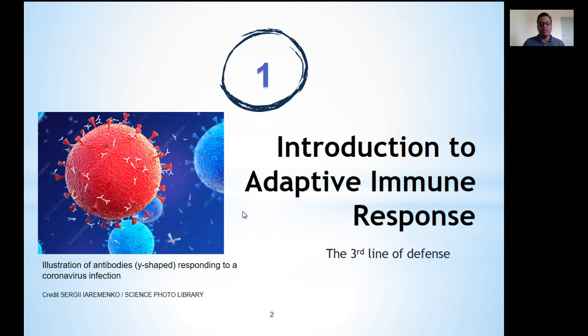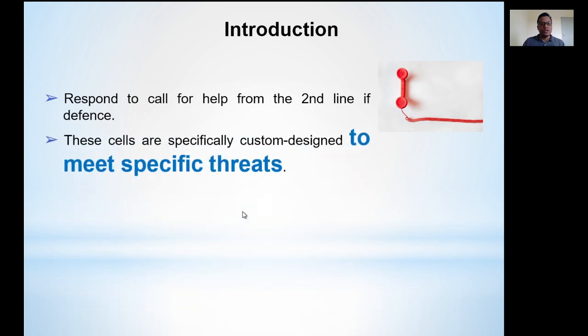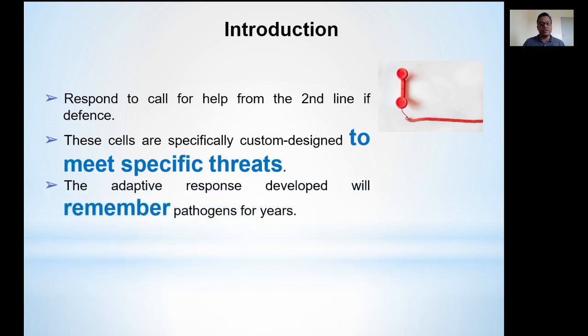So this immune response is the third line of defense for our immune system. It is a response to call for help from the second line of defense. These cells are specifically custom designed to meet specific threats, and also specific antibodies. The adaptive response developed will remember pathogens for years.